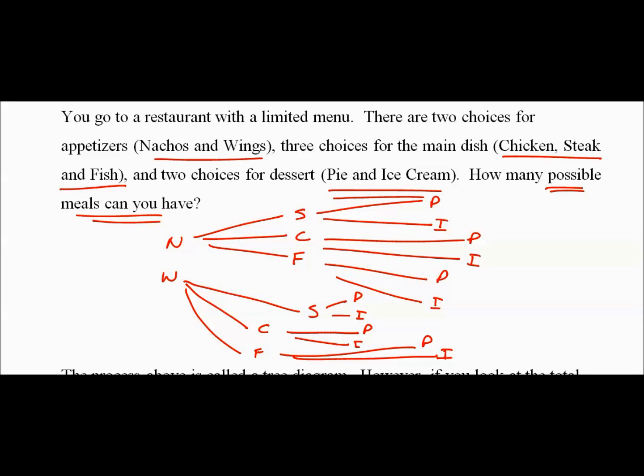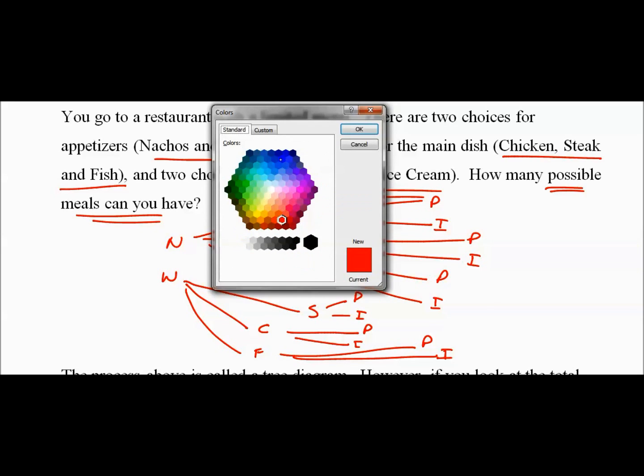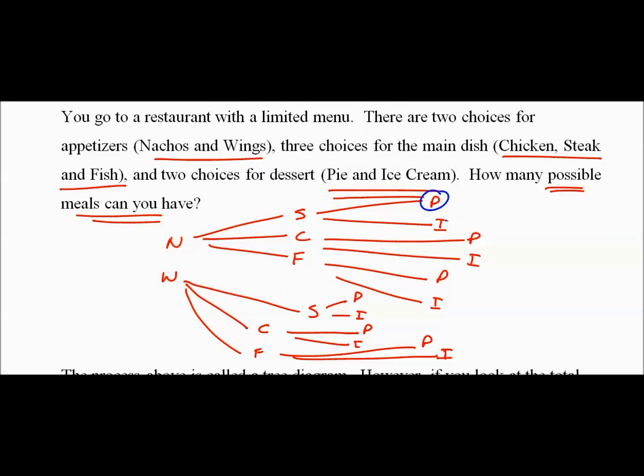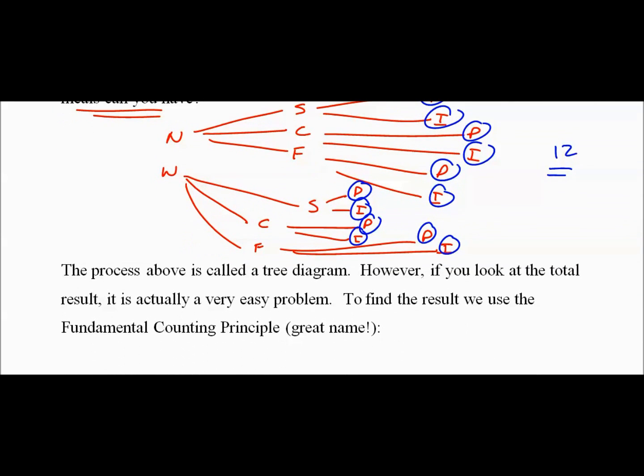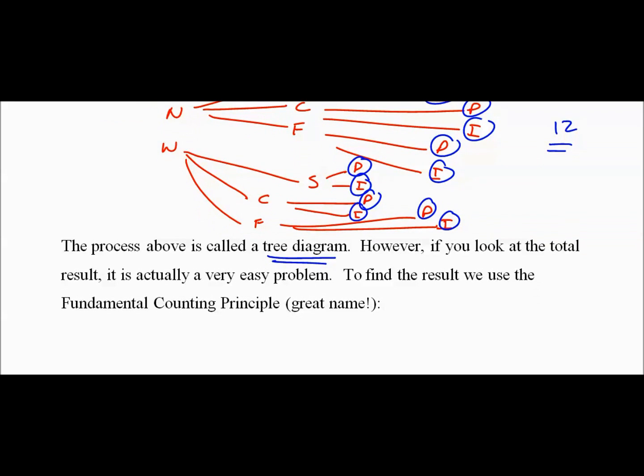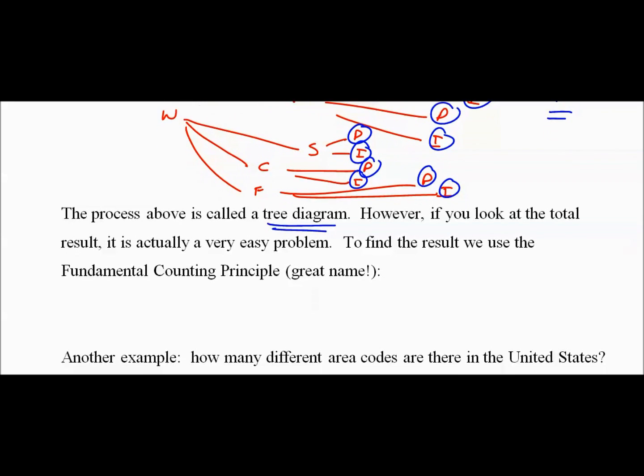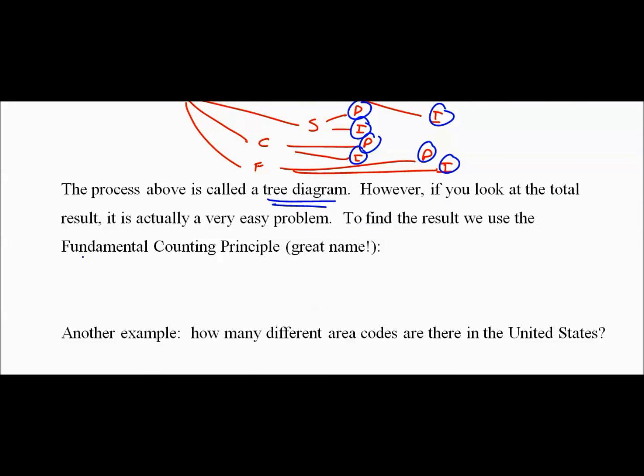Well, let's count them up. 1, 2, 3, 4, 5, 6, 7, 8, 9, 10, 11, 12. So that's 12 total. Now this is a tree diagram, and it looks complicated. It takes time, and it does. It's a great way to visualize things, though, and I'll do that a lot in probability. But it's just an application of the fundamental counting principle.